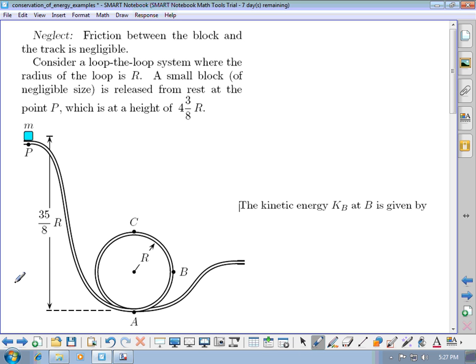So the kinetic energy at point P at the top is 0 because it's released from rest. The potential energy at point P at the top of this track is m times g times the height, which is 35R over 8. So that's 35/8 mgR.